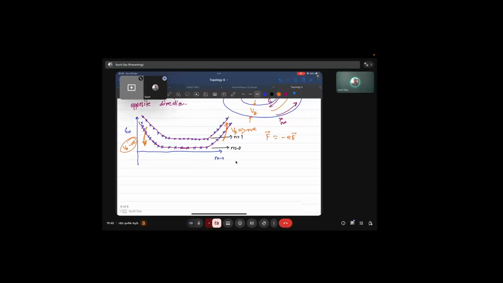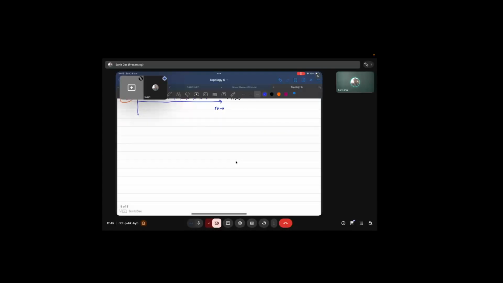Now once you apply an external electric field, the picture slightly changes. So earlier, let's say, imagine you have something like this. And then as you apply the electric field, what really happens is that something like this happens. Let me draw a bit more carefully.